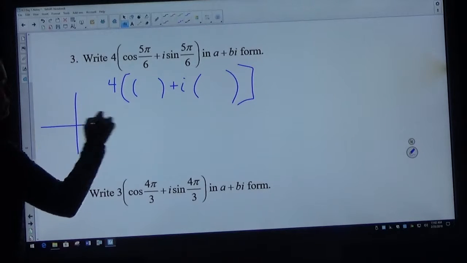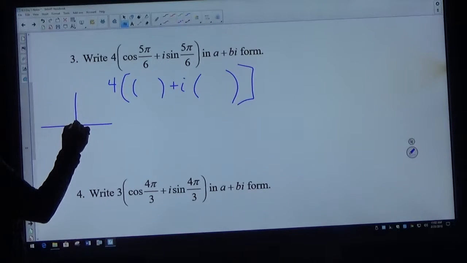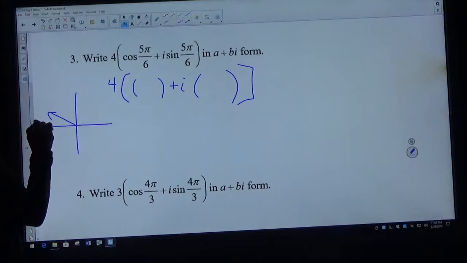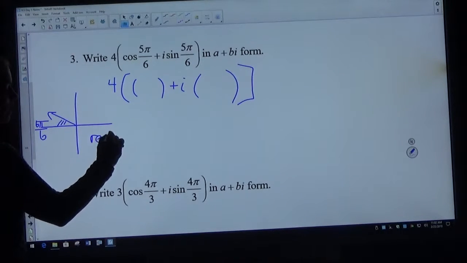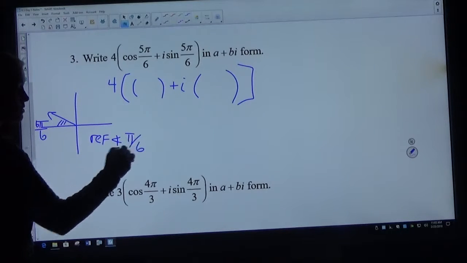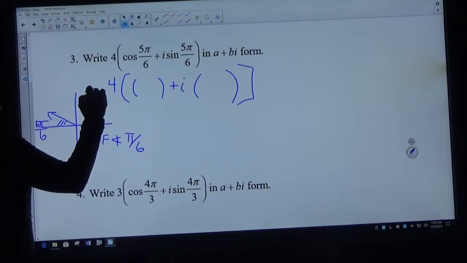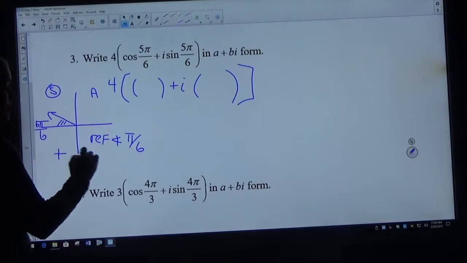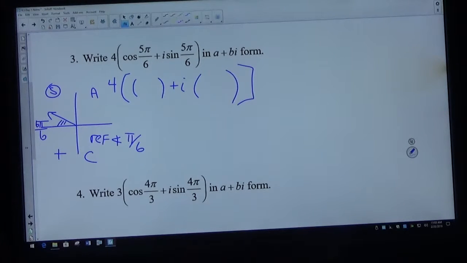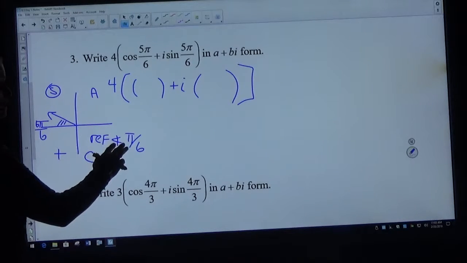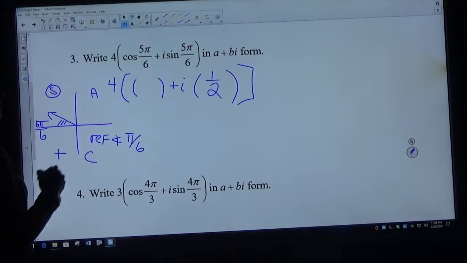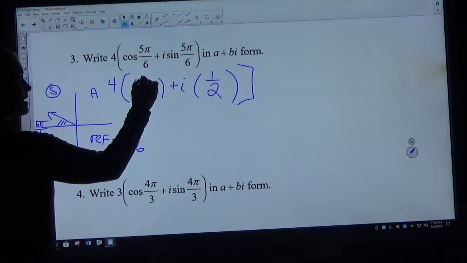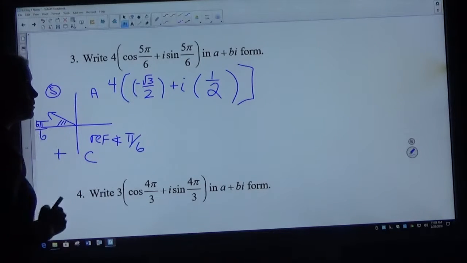How do we know them? Well, 5 pi over 6 is an angle in the second quadrant. It has a reference angle of pi over 6, which we know is 30 degrees. And ASTC tells us that the sine value is positive in that quadrant, and the cosine will be negative. So the sine of 30 degrees is a half. I'm going to place a half in there. The cosine of 30 degrees, we know is going to be negative, and it's radical 3 over 2.